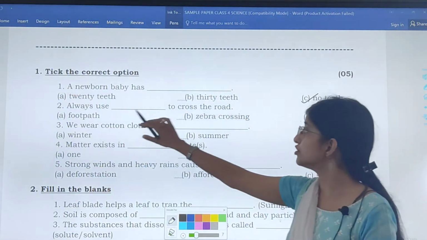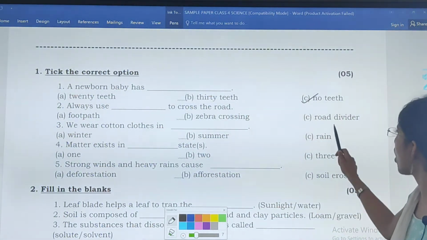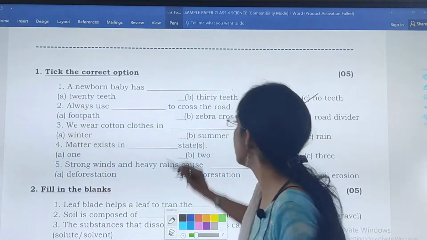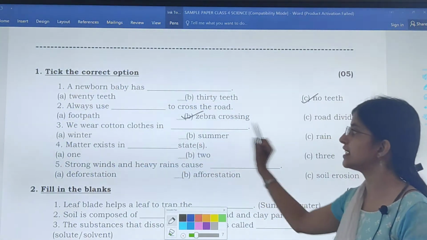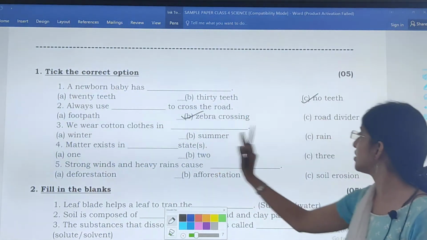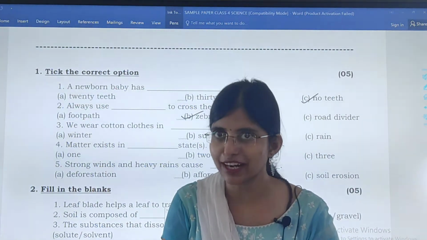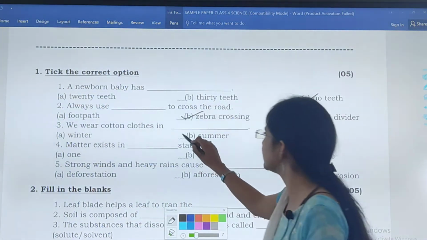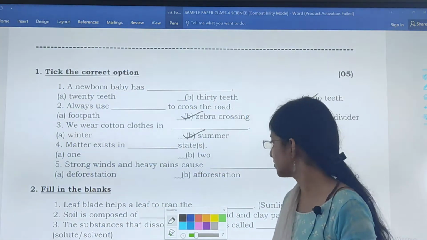Then, always use dash to cross the road: footpath, zebra crossing or road divider. We should always cross the road on the zebra crossing. Third, we wear clothes in dash. We wear cotton clothes in dash: winter, summer or rain. ये भी हमने रिवीजन में पढ़ा था. बताओ, what is the answer? We wear cotton clothes in the summer season. Fourth and fifth is your homework.